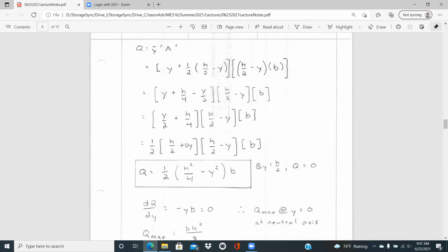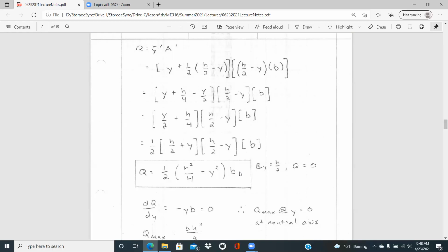In that situation, you can simplify that down to an h squared over 4 minus a y squared when you do the cross multiplication. And so Q then is equal to 1/2 times h squared over 4 minus y squared times the width of the rectangle, b. And so what we find is that Q is the quantity that varies with respect to y in our transverse shear formula. Shear stress is equal to VQ over IT. And so this is what makes that shear stress vary with respect to the y-axis.